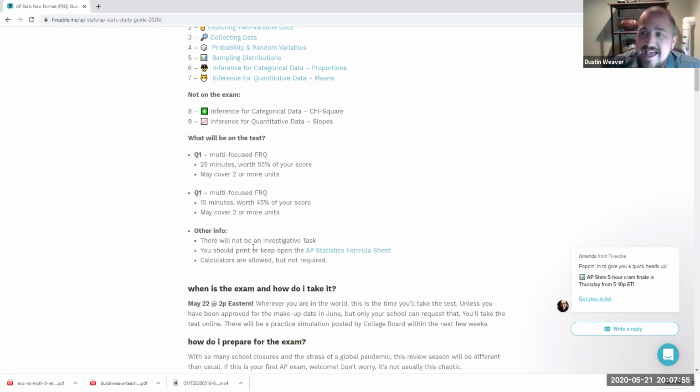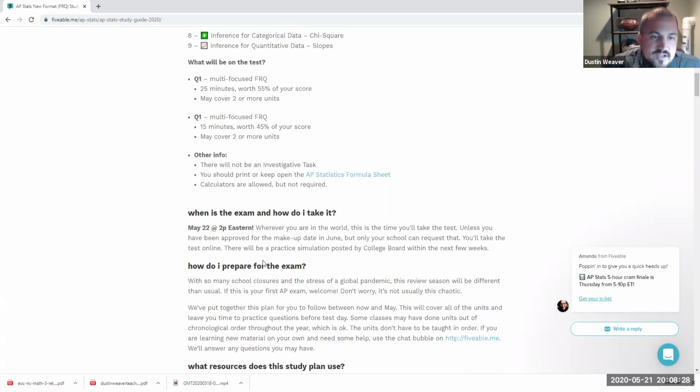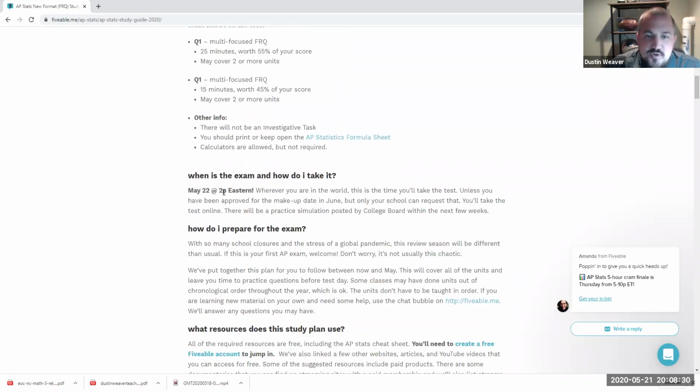There's not an investigative task, which means there's not a long problem where it teaches you or where it expects you to do something that you did not learn in the course. So that's good. You should always print or keep open that AP Statistics formula sheet. And calculators are allowed, but they're not required. So you actually should be able to do this without a calculator, which makes us think that we may not have to actually run a test, but that we may be presented with the test statistics and have to make our conclusions from that.